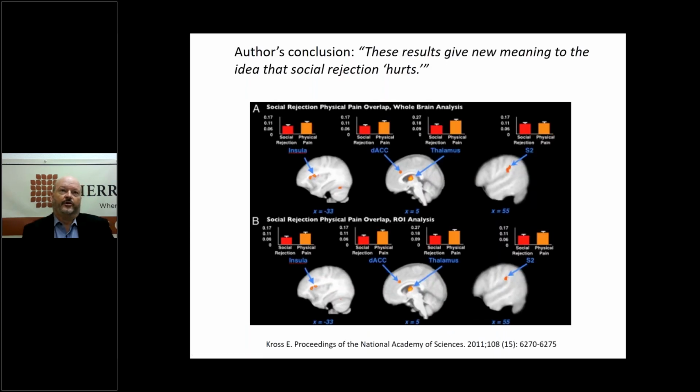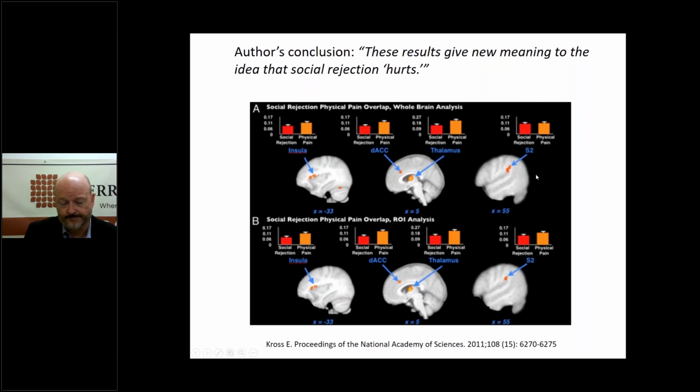So I want to convince everybody that social isolation and rejection are painful. And I want to show how much overlap there really is between our brain's response to being rejected or isolated and having pain from a burn or something like that. So let's jump into this one right here.